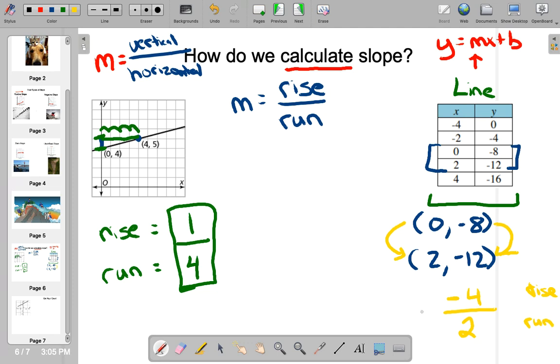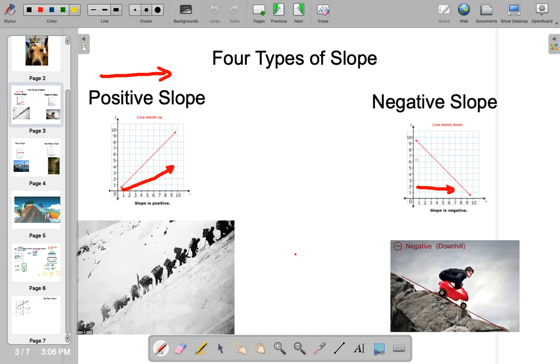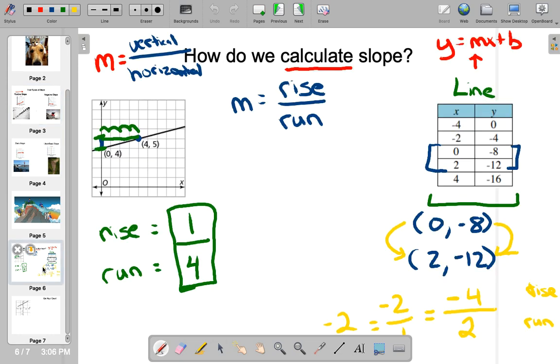Well, I hope that we know that -4 divided by +2 is equal to -2 over 1, or -2, which means that our slope is either -2 or -2 over 1. And that means that if we graphed this line, we would be decreasing from the left to the right with a slope of -2. Okay?